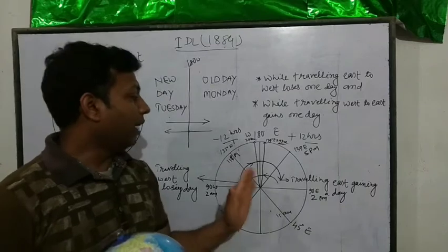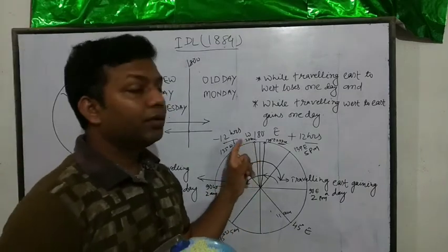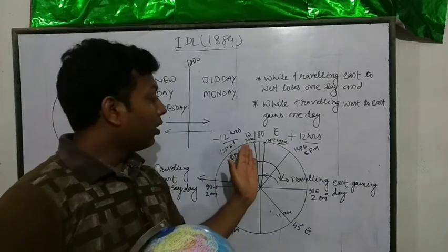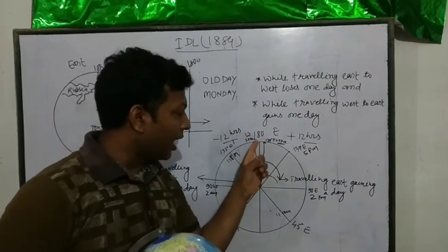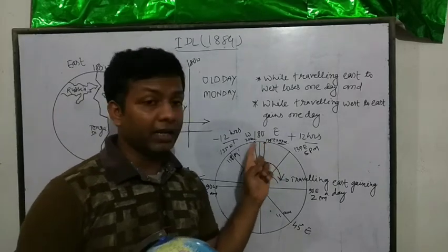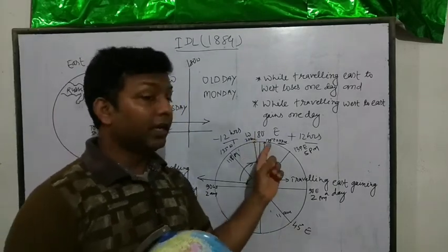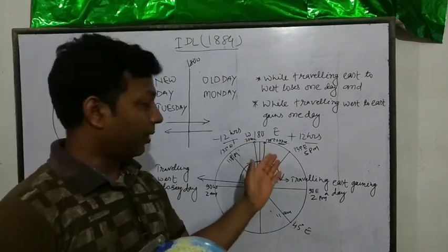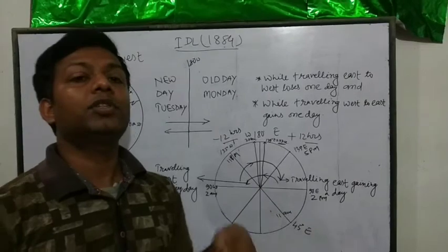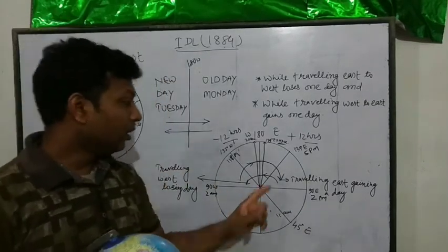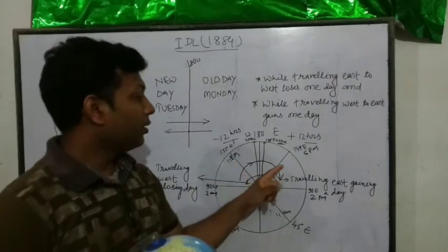Is it clear? Like that, if today is Wednesday, when you cross this line 180 degree and reach 179 east, we have date 28, 27, one day more. That means Thursday. Okay? Is it clear? Like that in time.